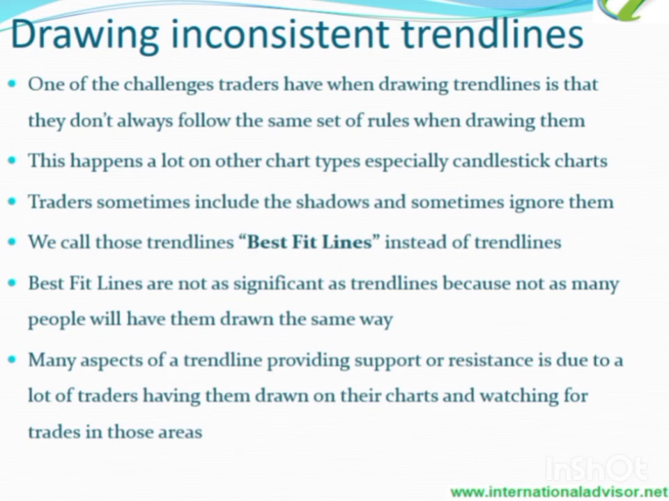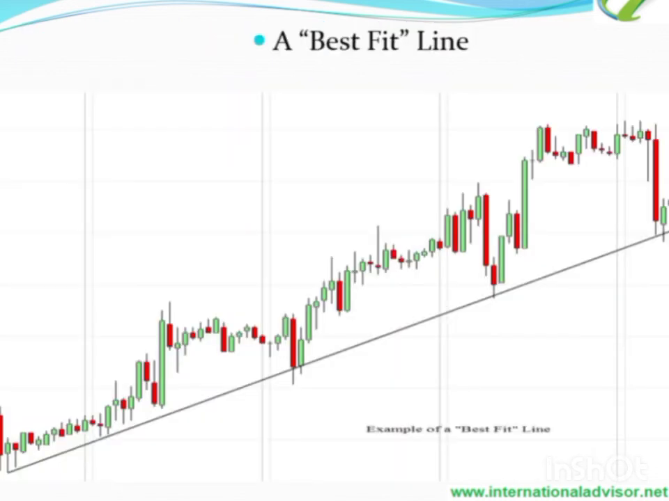Many aspects of a trend line providing support or resistance are due to a lot of traders having them drawn on their charts and watching for trades in those areas. This is an example of a best fit line. Some trader might draw this, excluding this part and this part as well. So this is not a trend line, but it's a best fit line.